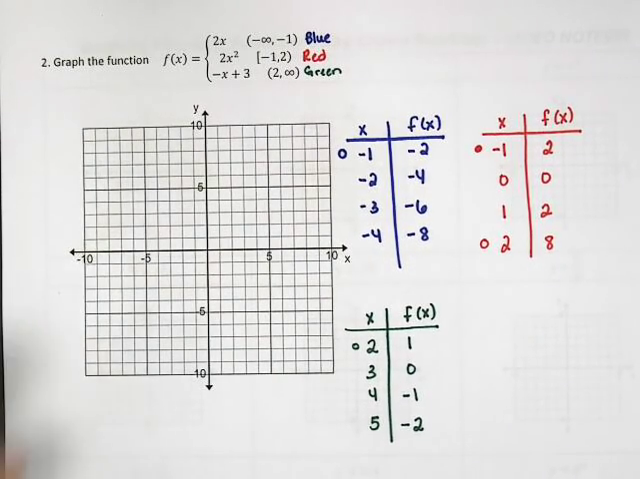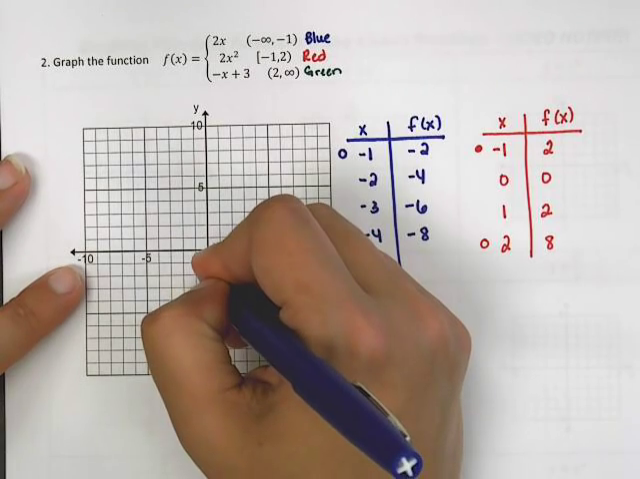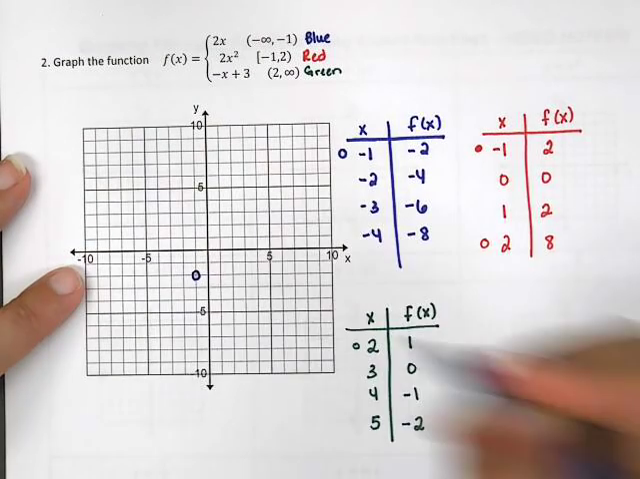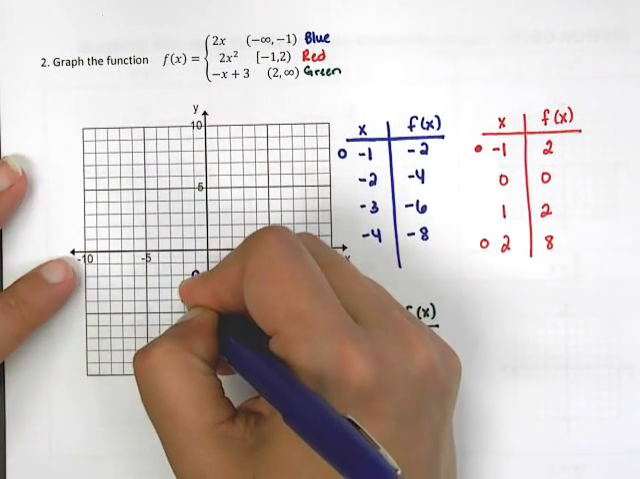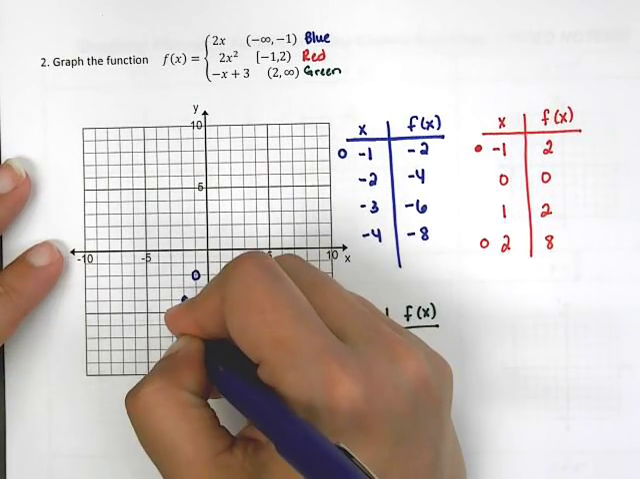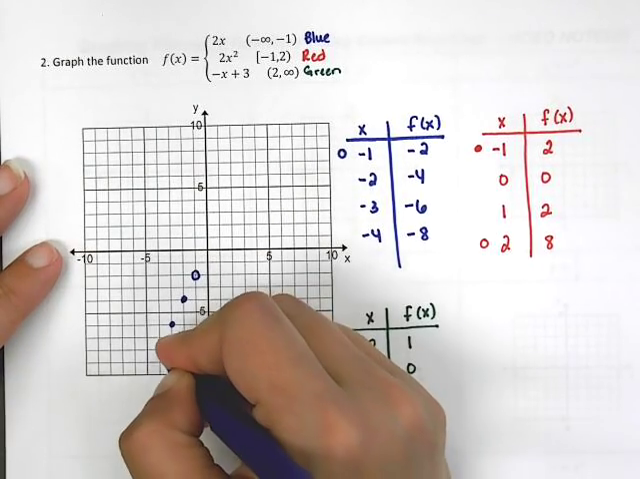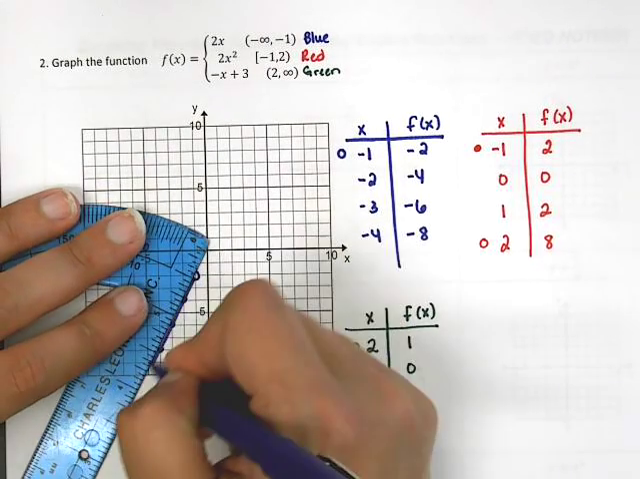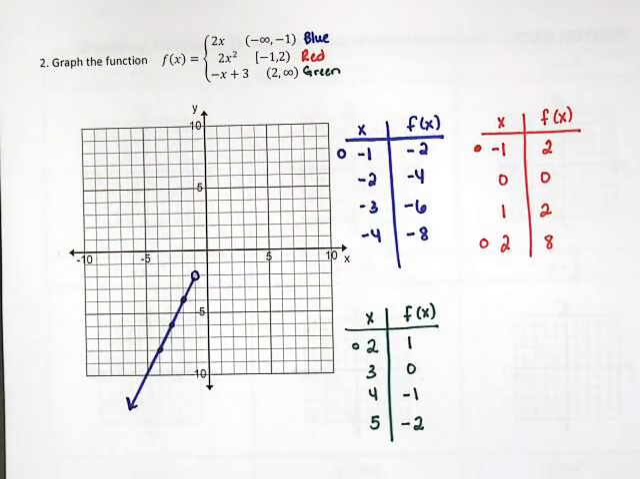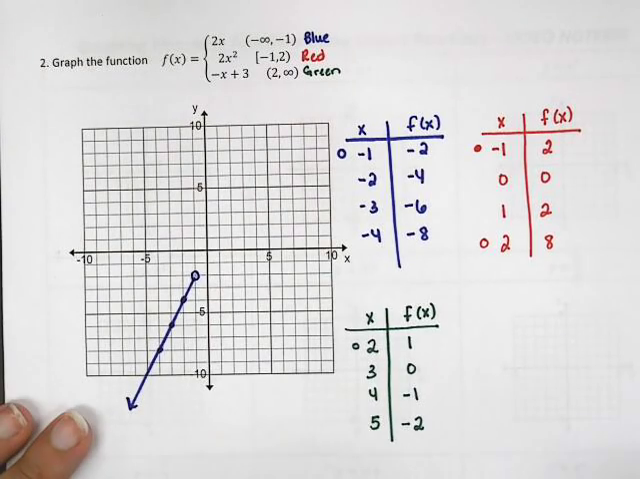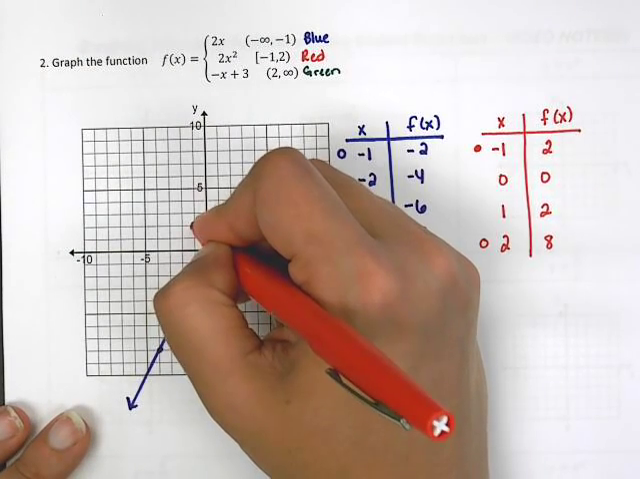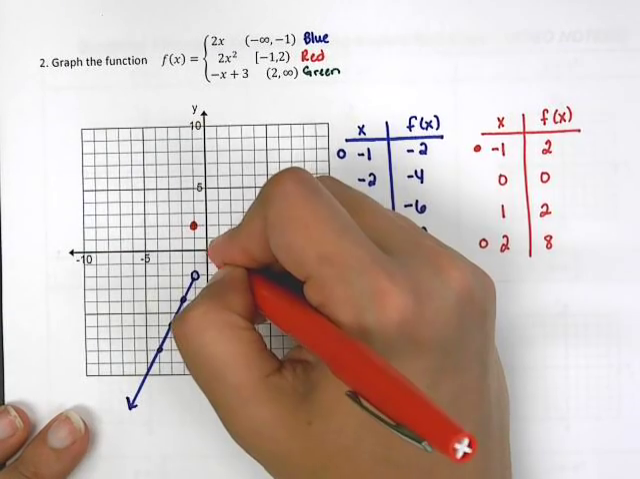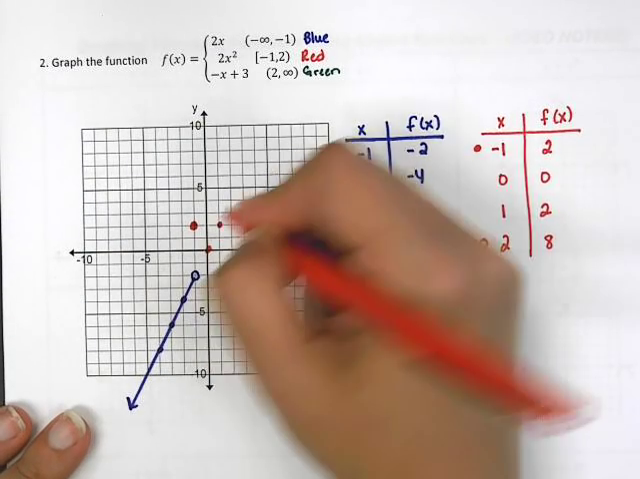So I'm going to graph -1, -2 and put an open circle, -2, -4, -3, -6, -4, -8. So I'm going to have a straight line like this. Then I'm going to put a closed circle on -1, 2, then 0, 0, 1, 2, and 2, 8.